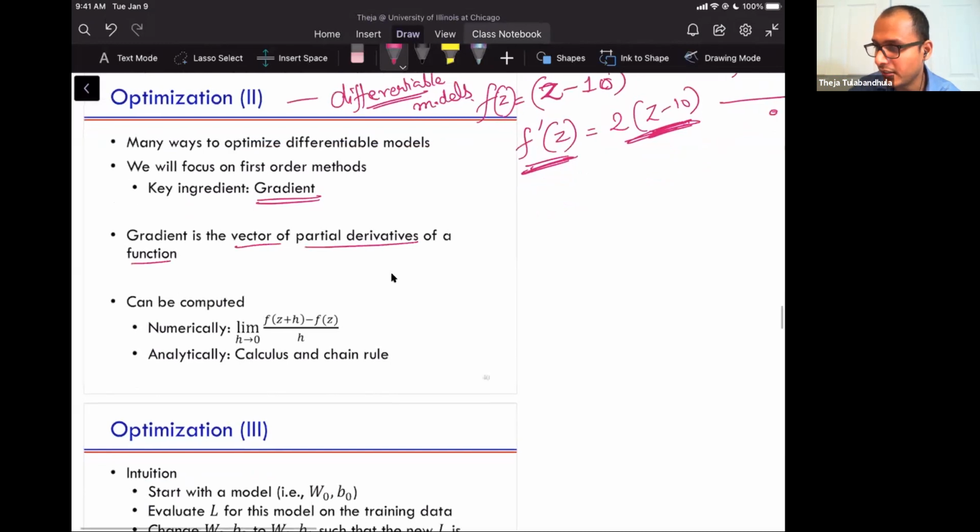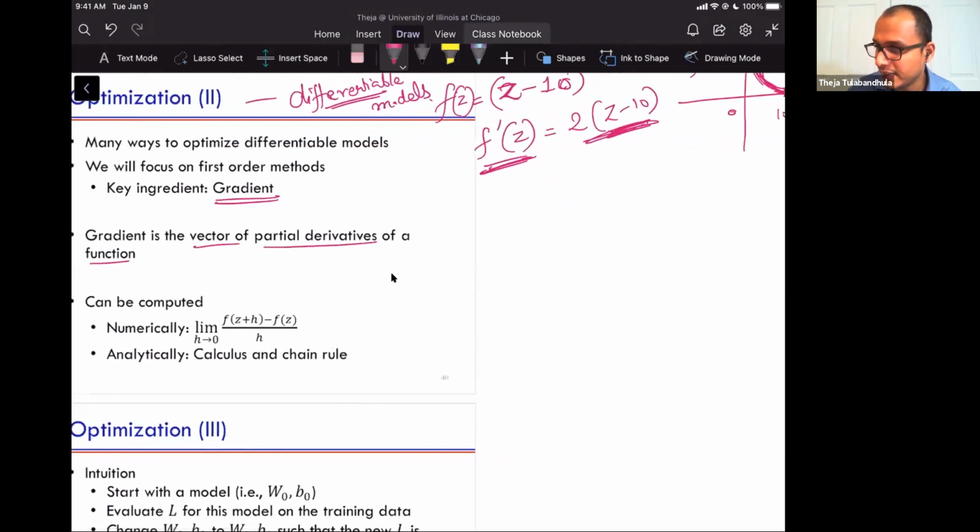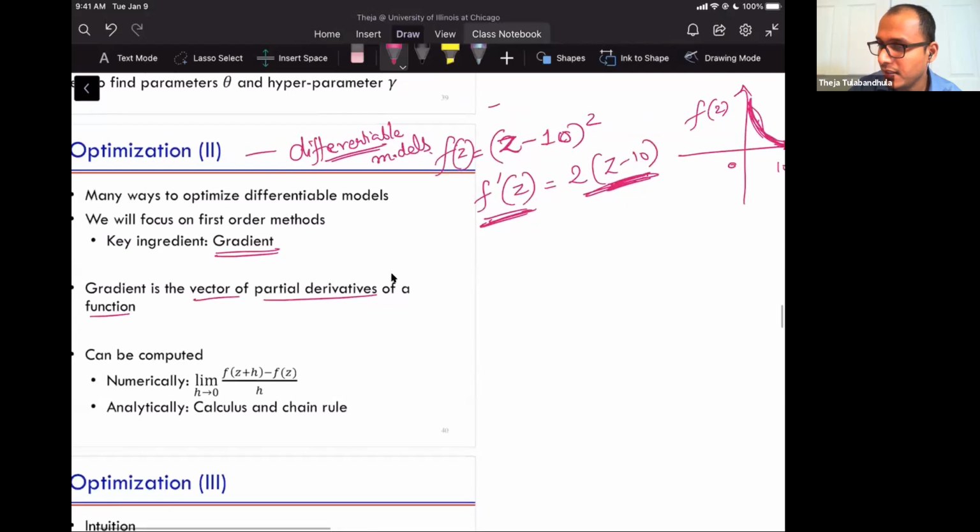So what is this vector? In this example, z was a single value. It was not a vector. Remember, a vector is a collection of numbers put together, one below the other, for example, a three-dimensional vector. In this example, z was a single number, so its derivative was actually a single number. But think of a different example.